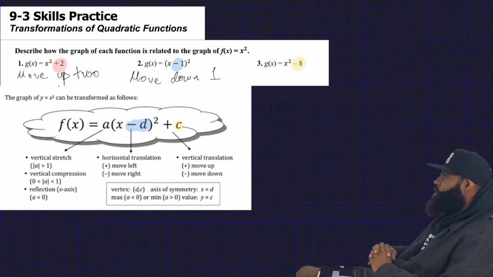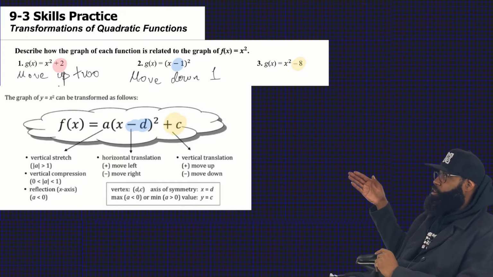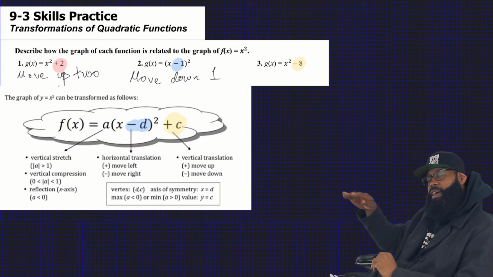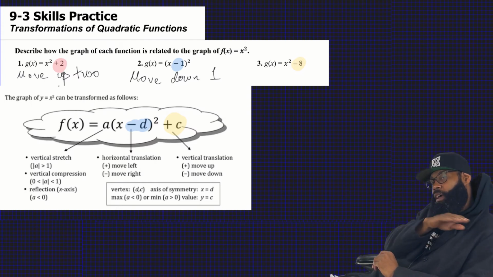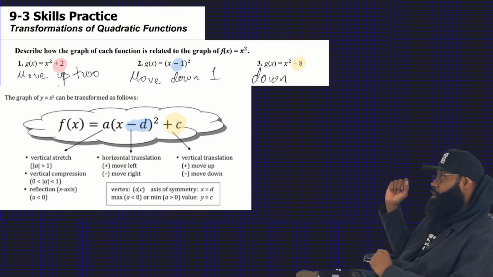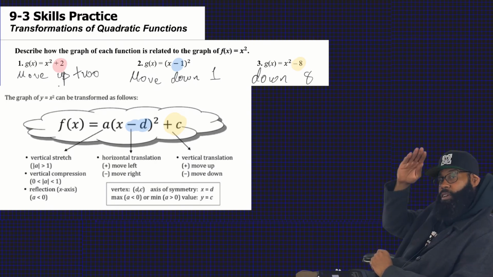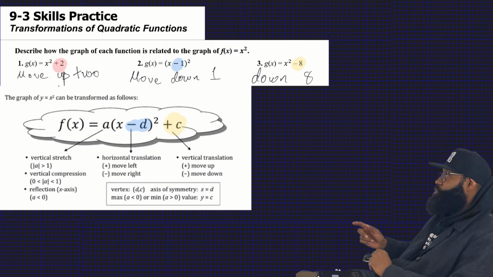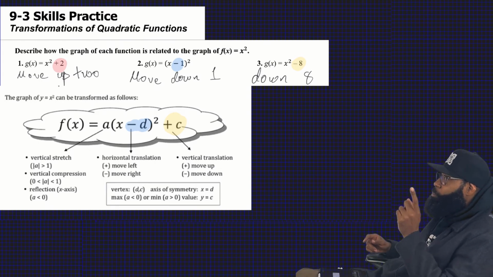Vertical, because if you recognize right there, horizontal translation, horizontal means side to side. How much does it move to the right? How much does it move to the left? And then of course the vertical translation of c there, that's referring to how much it goes up and how much it goes down. So that's why for number 1, it said move up.